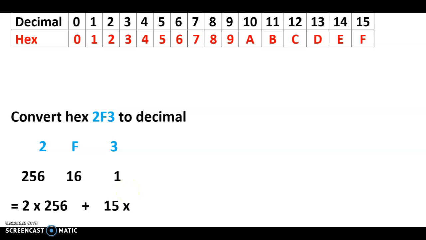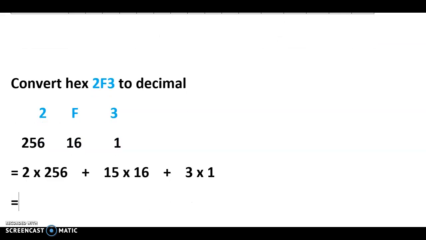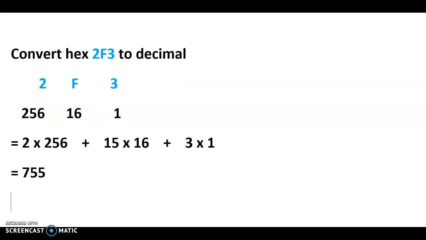For the F, multiplied by the corresponding position in the second row, which is 16, and then add the third number, which is a 3, multiplied by the third position of the second row, which is a 1. If you add all those, 2 times 256 plus 15 times 16 plus 3 times 1, you will get the equivalent decimal number 755. So 2F3 in hexadecimal is equal to 755 in decimal. And that is the answer.